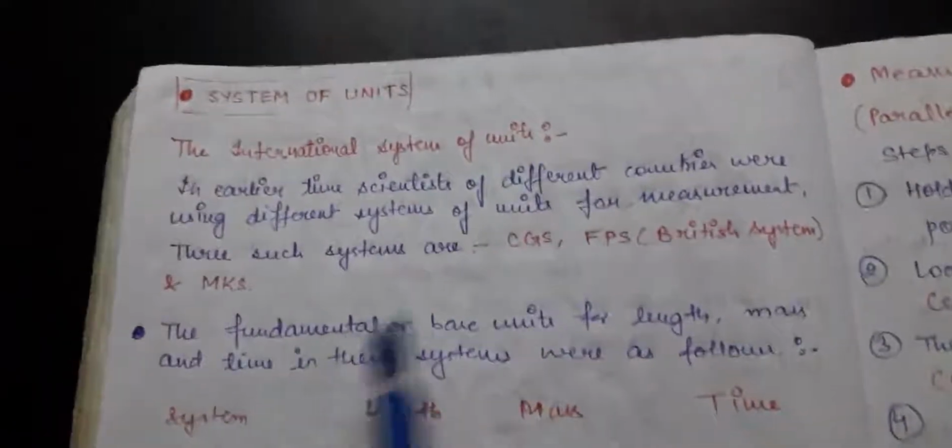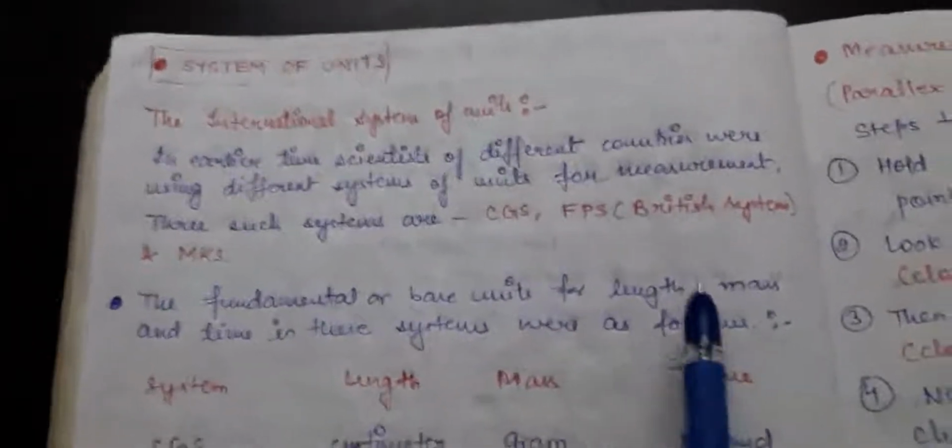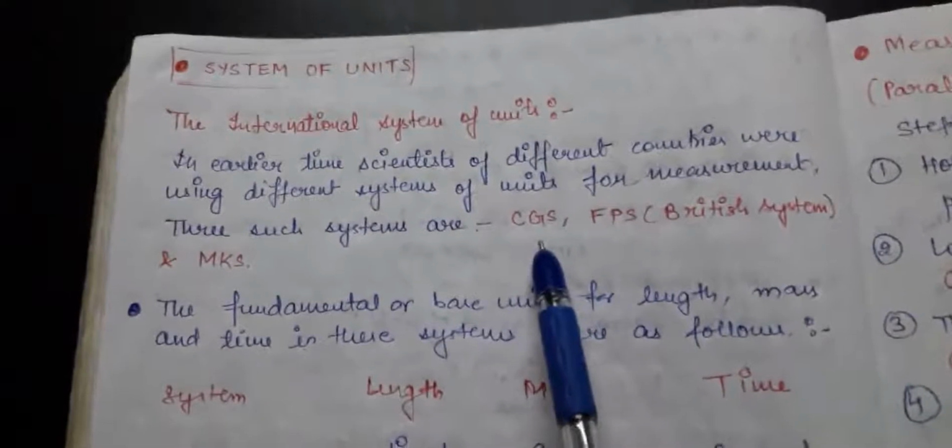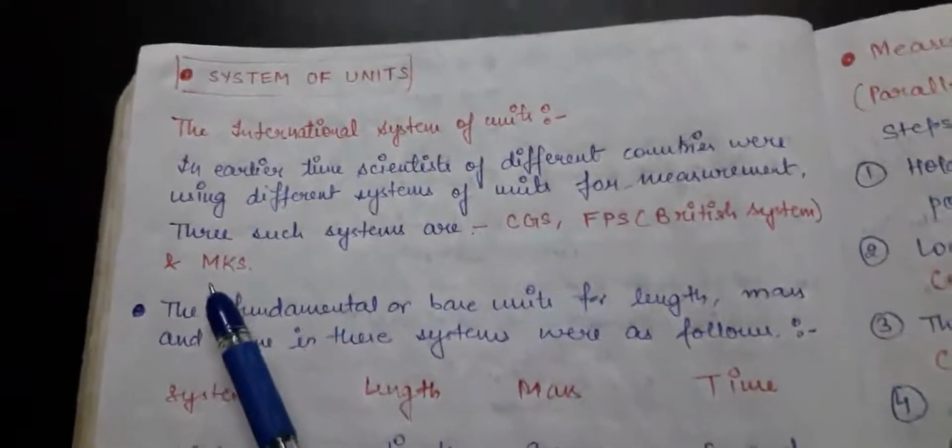What are these systems actually all about? Many countries, for example Asian countries or European countries, suppose, just as a random example, we belong to Asian countries. We were using the MKS system.